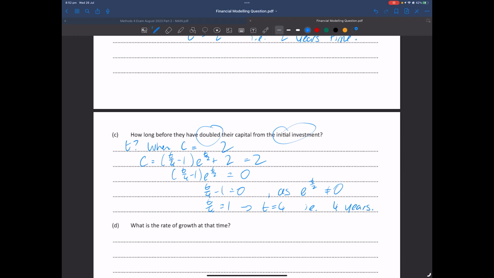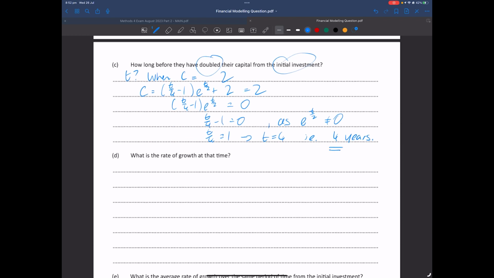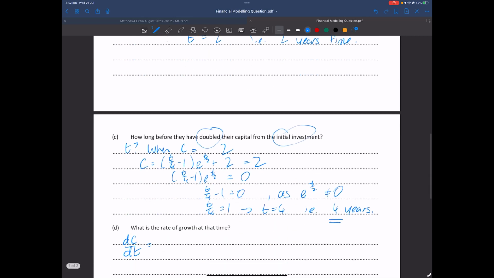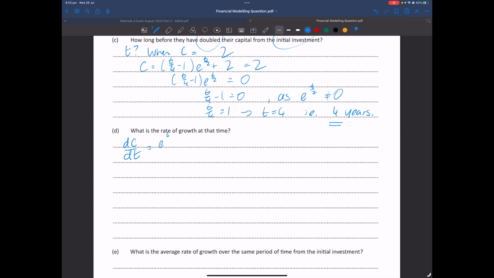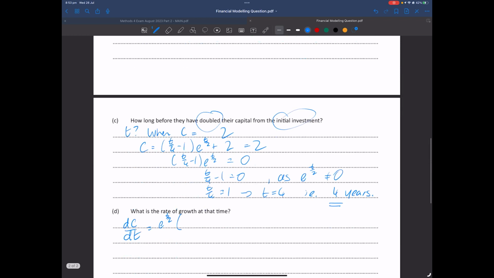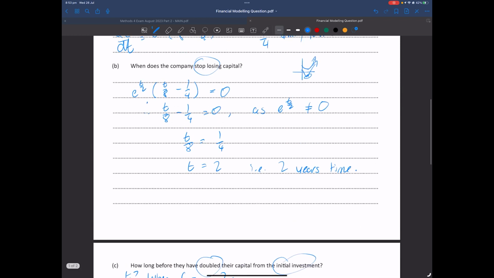What is the rate of growth at that time? Well, good news. We've just worked out T. We have a formula for the rate of growth, the gradient formula. We just need to substitute 4 for T. So dC by dt is equal to, there it is there, e to the power of T over 2. Now, I'd personally just go straight into putting in my value of 4 here. But because it's on a separate page, I'm just going to put it down again so it's easy enough to see. T over 8 minus 1 quarter. Is that what it was? Yep.